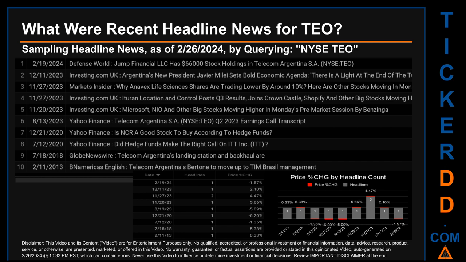Monday, December 21, 2020 was the day with the highest percentage change in price when we compare opening versus closing price for the ticker. The day saw a drop of -6.20% when TEO opened trading at $7.74 and closed at $7.26. There was one found headline when Yahoo Finance published the headline that read, Is NCRA good stock to buy according to hedge funds?